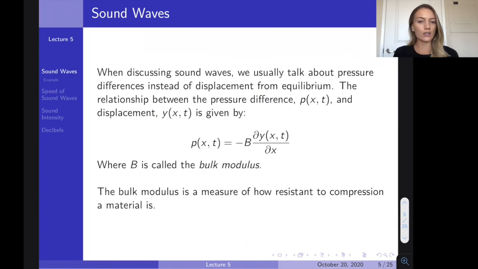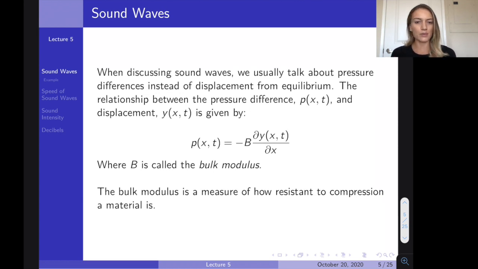And B here is called the bulk modulus. Now I don't know if in one of your previous classes you did chapter 11, which goes into elasticity. But if you didn't, you don't really need to know much about the bulk modulus. It's just a measure of how easy or hard something is to compress. So the larger the bulk modulus, the harder something is to compress. So it's just a number that you can look up.